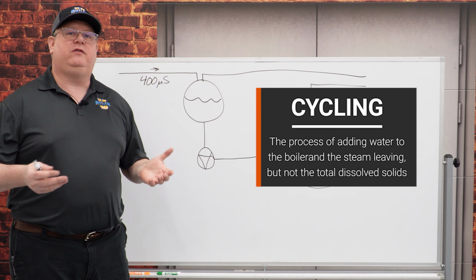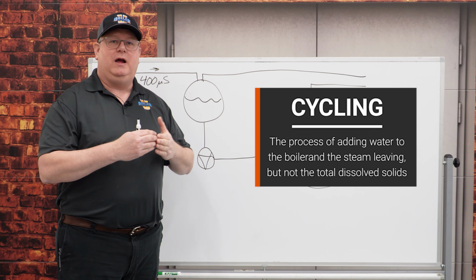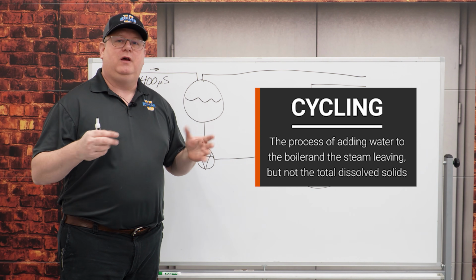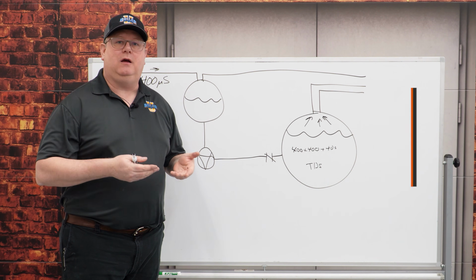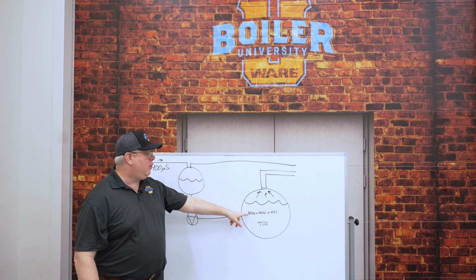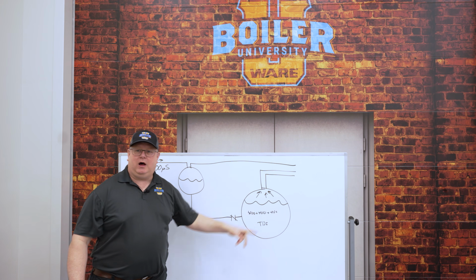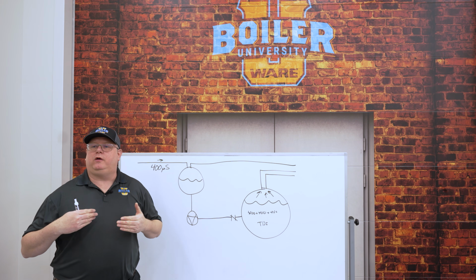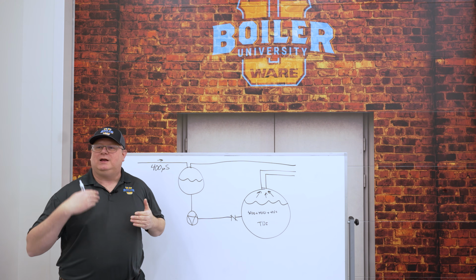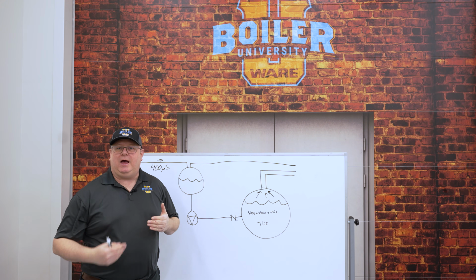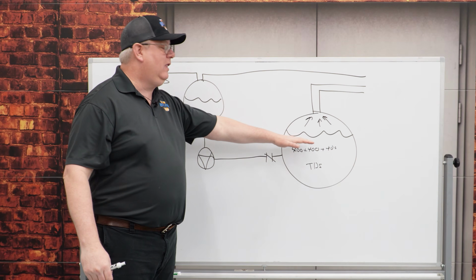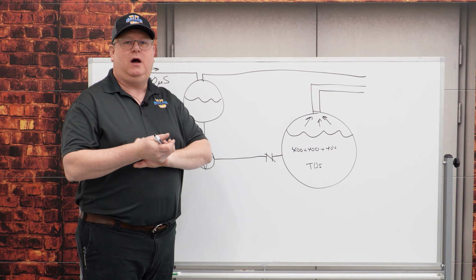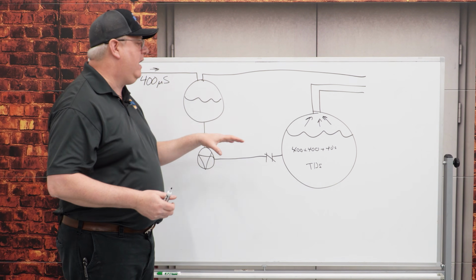So that process of adding water to the boiler and the steam leaving but not the total dissolved solids is called cycling. And so in this case, we filled the boiler and we've run it long enough to refill it a couple more times. And so that boiler is in the process of what we call cycling up. And at some point, there's a limit to how high we can allow a boiler to cycle. We'll talk some troubleshooting about that.